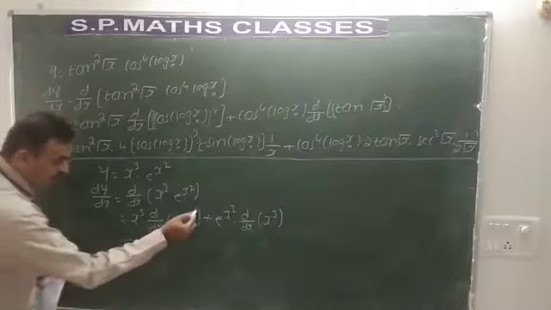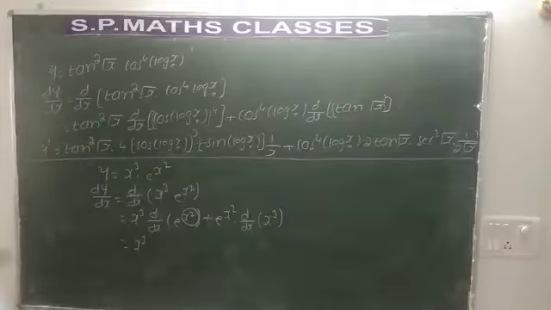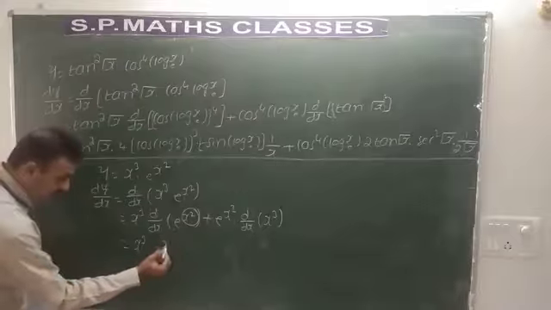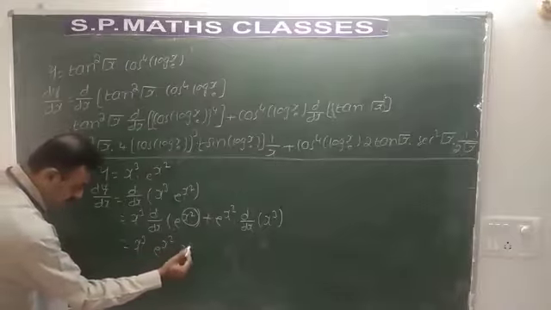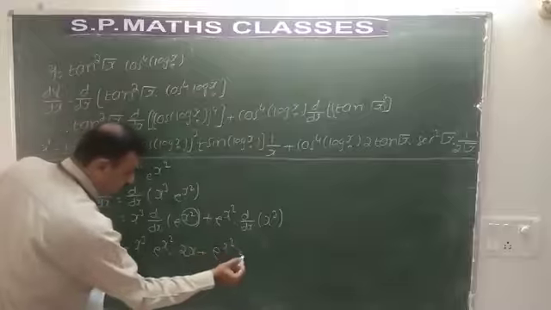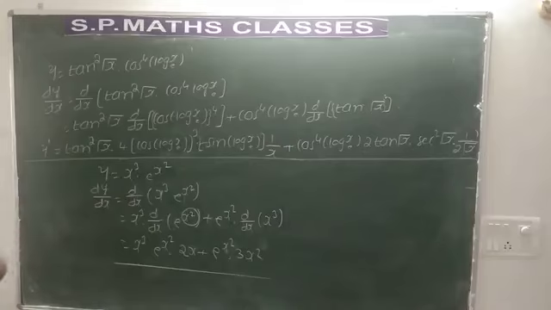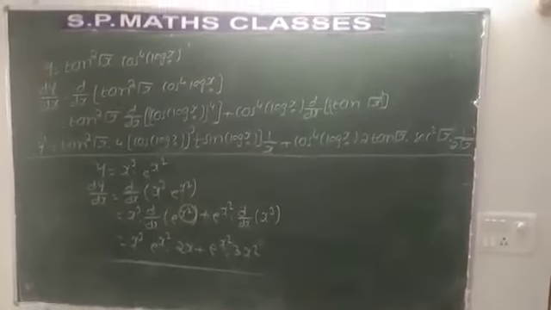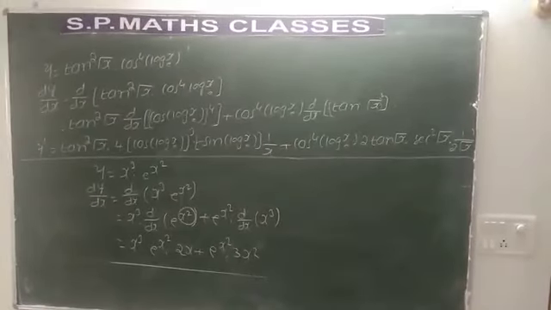Now x cube into, see, e power x squared, x squared is taken as x, e power x squared into derivative of x squared is 2x. E power x squared into derivative of x cube is 3x squared. That's what the derivative is. Hope you have understood all these problems. We have solved around 16 problems now. All additional problems. These problems are not in the textbook, remember. We need to concentrate on them.